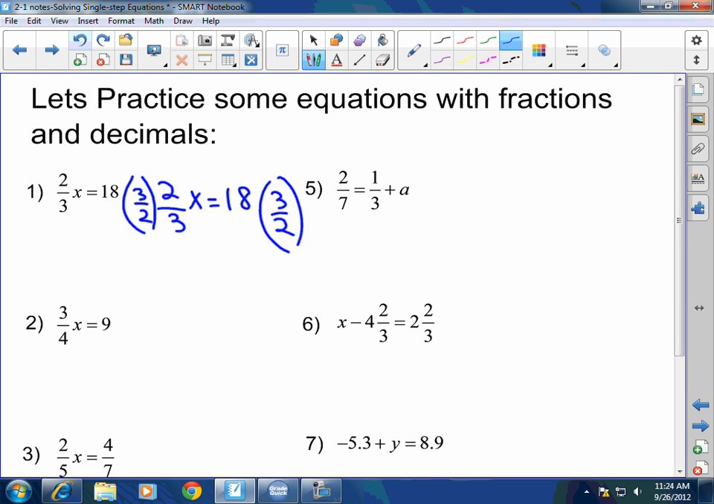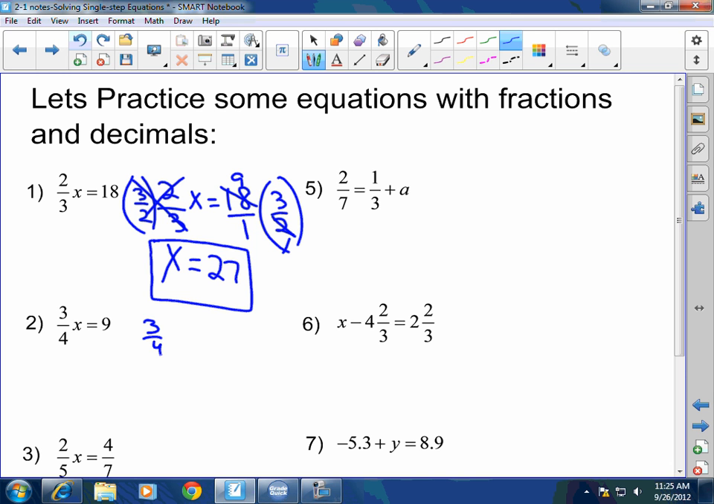3 divided by 3 is 1. 2 divided by 2 is 1. I'm left with x. That equals 18 over 1 times 3 halves. Can I cross divide? 2 goes into 2 one time. 2 goes into 18 nine times. 9 times 3 is 27. And you didn't have to do the stay, change, flip. You didn't have to divide it to both sides. You do it in one fell swoop. One step, done. You're done.